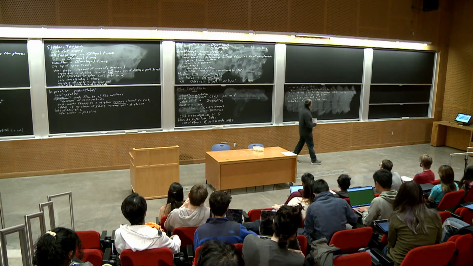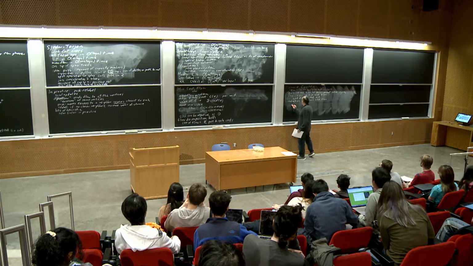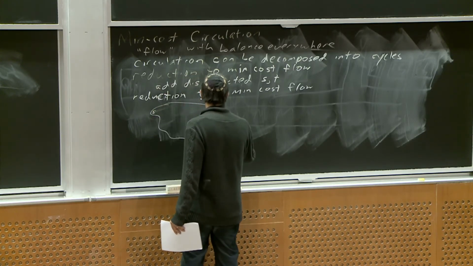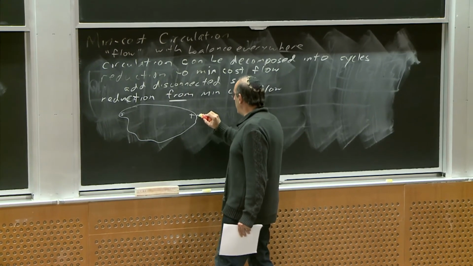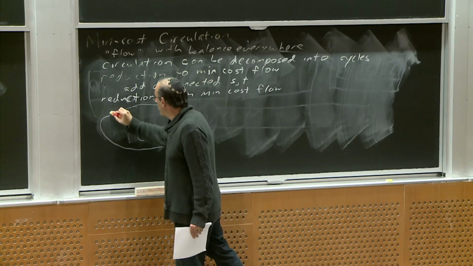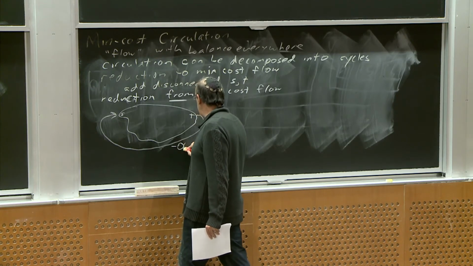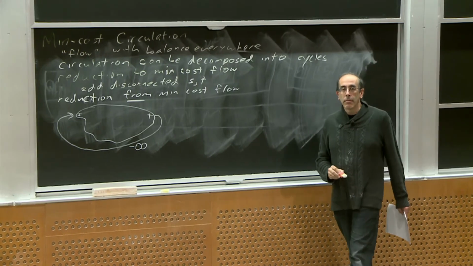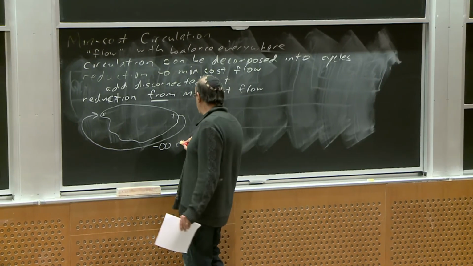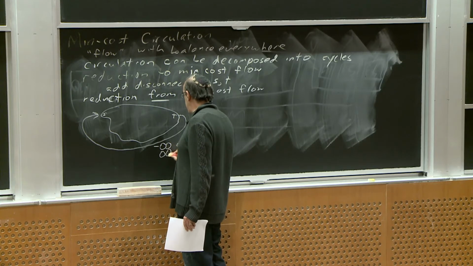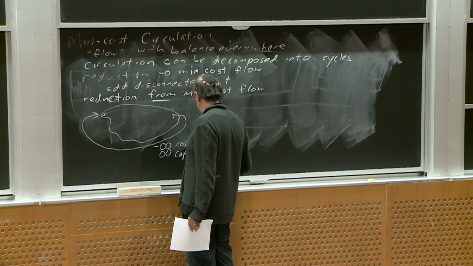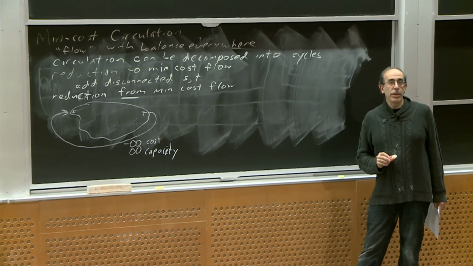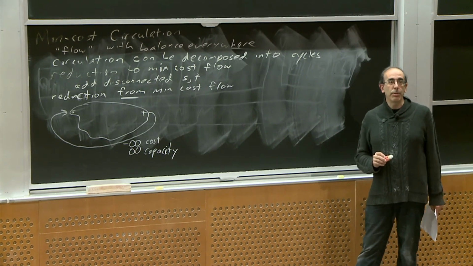Exactly. So I take my circulation problem, or sorry, my flow problem, which has an S and a T. And what I do is I add an edge that goes from S back to T and has a cost of minus infinity, and also has an infinite capacity. Okay, so what is the effect of this going to be when I solve a min-cost circulation problem?